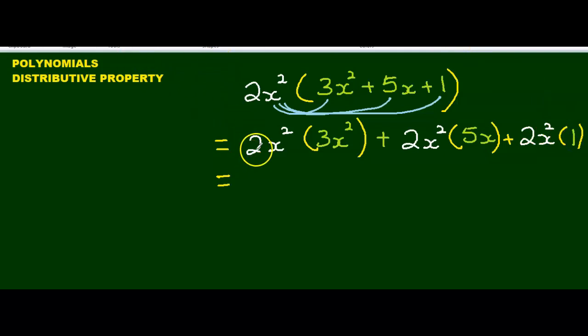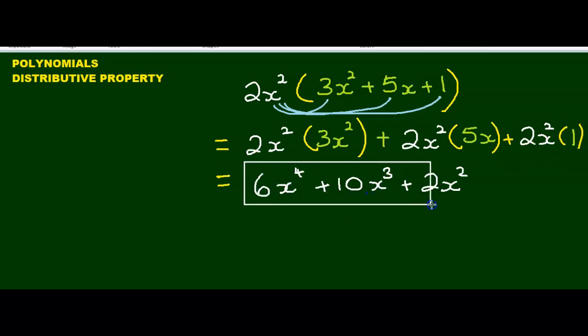So we get 2 times 3 gives me 6. X squared times x squared gives me x to the power of 4. And then 2 times 5 gives me a plus 10. X squared times x gives me x cubed, plus 2x squared times 1 gives me 2x squared. And that's how we solve.